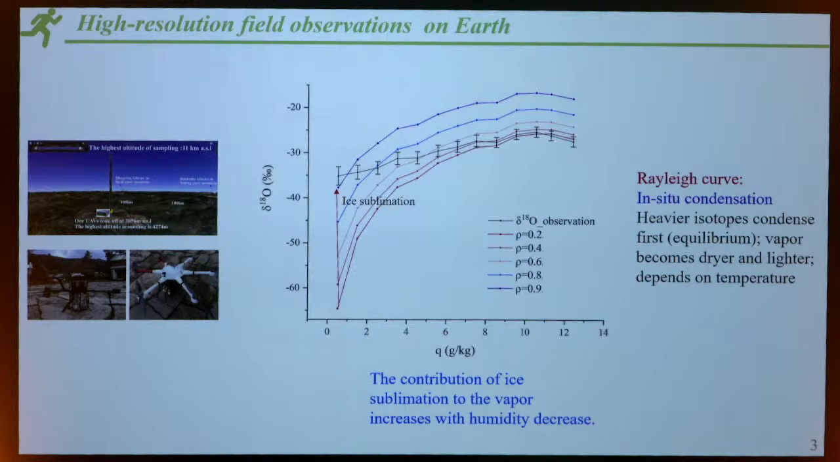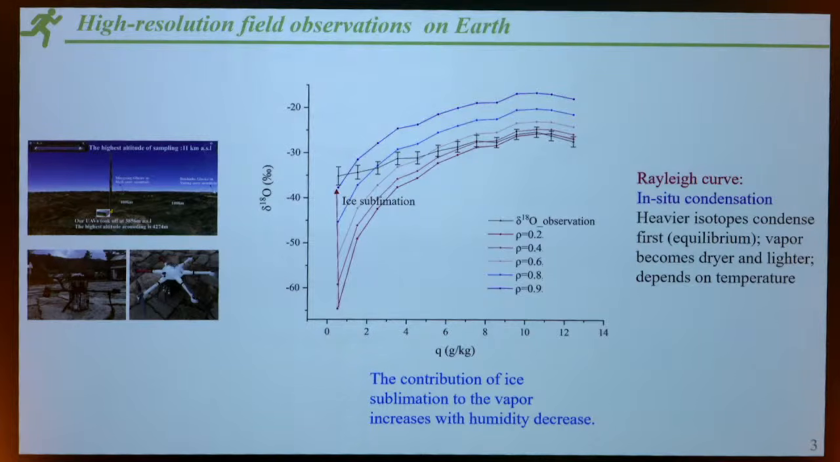Then we look at the longitude transect. Here we show two layers, near the surface and near the cloud top. Near the cloud top, the ice sublimation effect becomes most pronounced. This also proves that ice sublimation is a key driver of the isotope variation in the upper atmosphere.